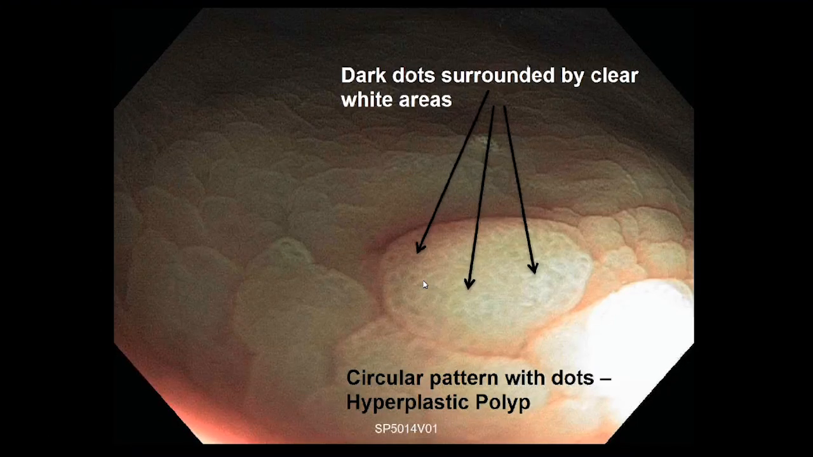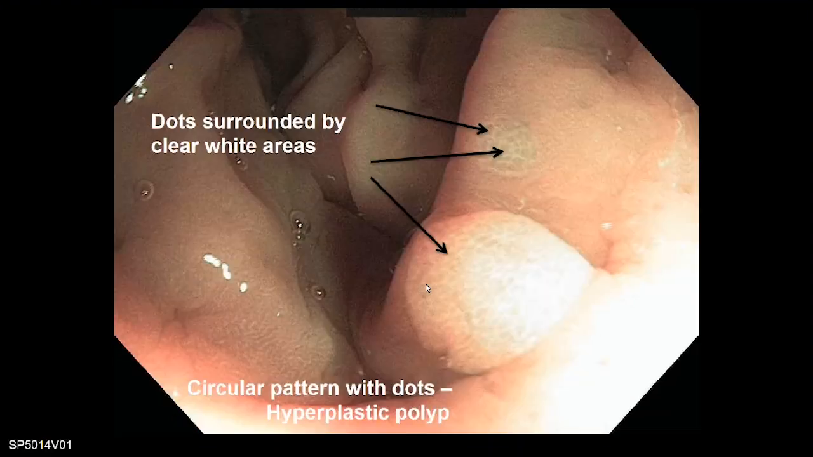Let's look at another example. You see the dark spots surrounded by white. It's very uniform and regular. This is a hyperplastic polyp. This is another one. In fact, there are two of them here of the same pattern, the dark spots surrounded by white.